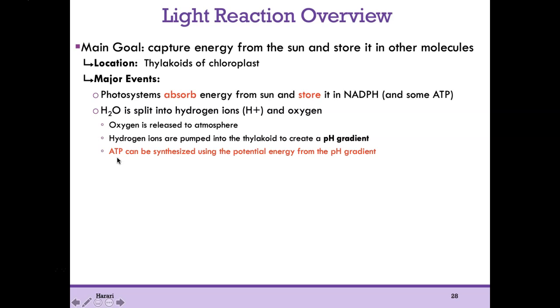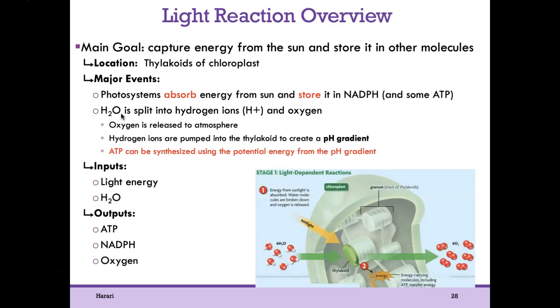So we'll talk a lot more about this in a bit. It's a little more complicated. But we're going to make ATP using a pH gradient created by protons that were split by sunlight in water, right? So what we needed, obviously, was light energy and water in order to do all this. And what we're going to get out is ATP, NADPH, and, of course, some oxygen. So just to review, this is happening in the chloroplasts, specifically the thylakoid membranes. So energy from sunlight will be absorbed, water molecules will be broken down, oxygen will be released, and ATP and NADPH will be made available for the next part of photosynthesis.